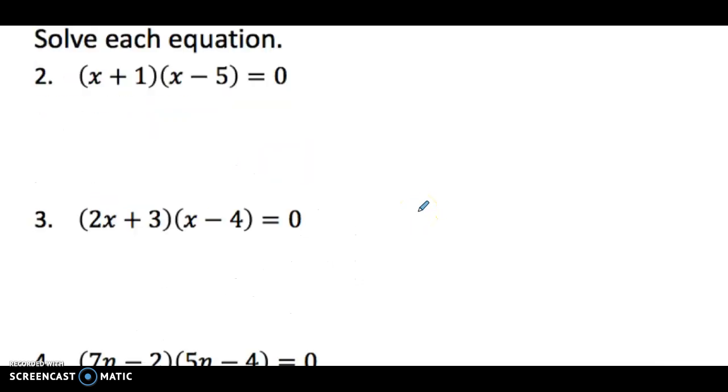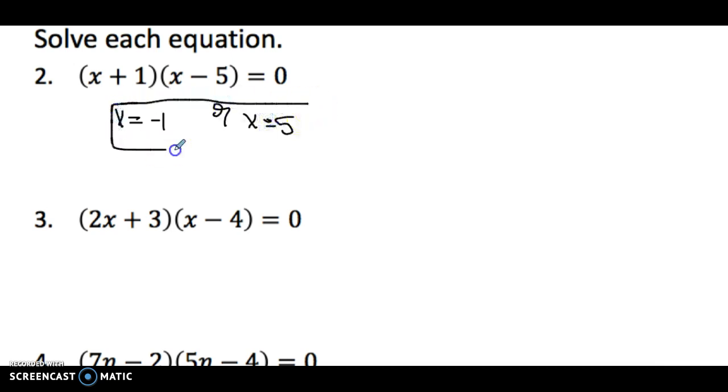Okay. So moving forward, solve each equation. The answer here, when you set each of them equal to 0, you get x equals -1 or x equals 5. Okay?